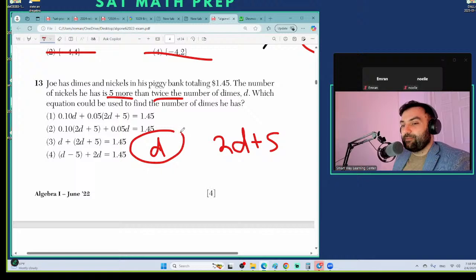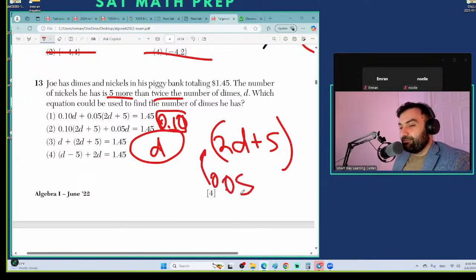So it's going to be dimes with 0.10, plus 2d plus 5 with 0.05, because a dime is 10 cents, and that's how 10 cents looks in decimal. A nickel is 5 cents, and this is how 5 cents looks. And they all have to add up to 1.45. So the correct answer is 1: dimes d, nickels times the representation equals 1.45.